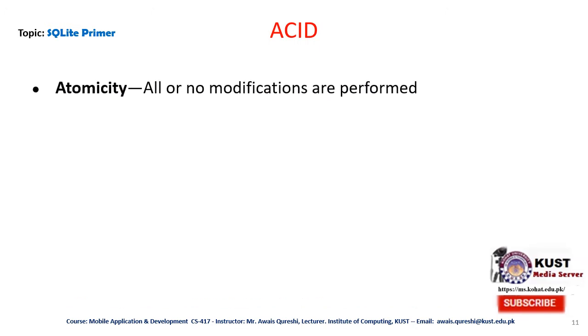So what is ACID? This is a property of databases. For atomicity, all or no modifications are performed. This means when a transaction is running, there are two cases: either all modifications are performed or no modifications are performed. So remember this: either this will occur or this will occur in the ACID property.